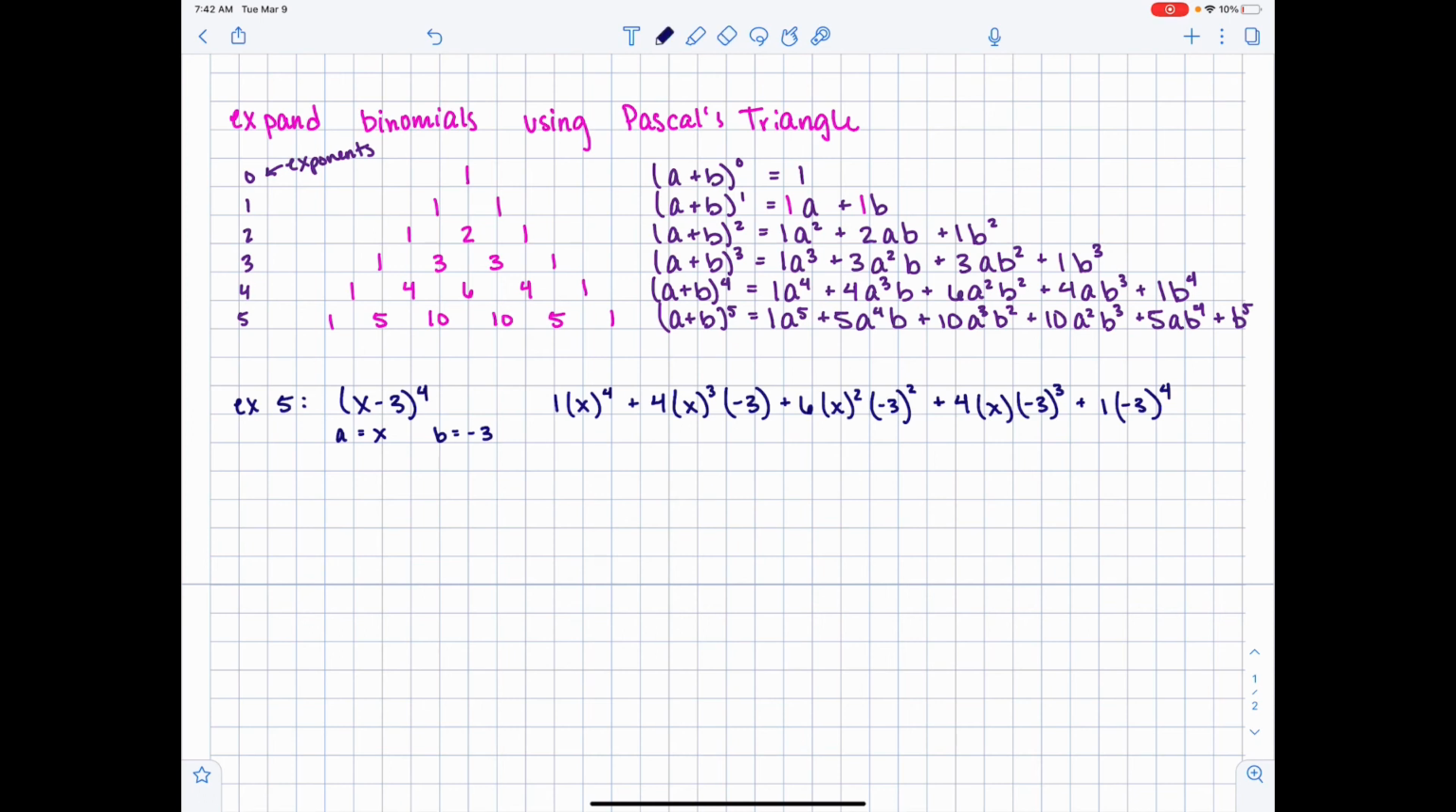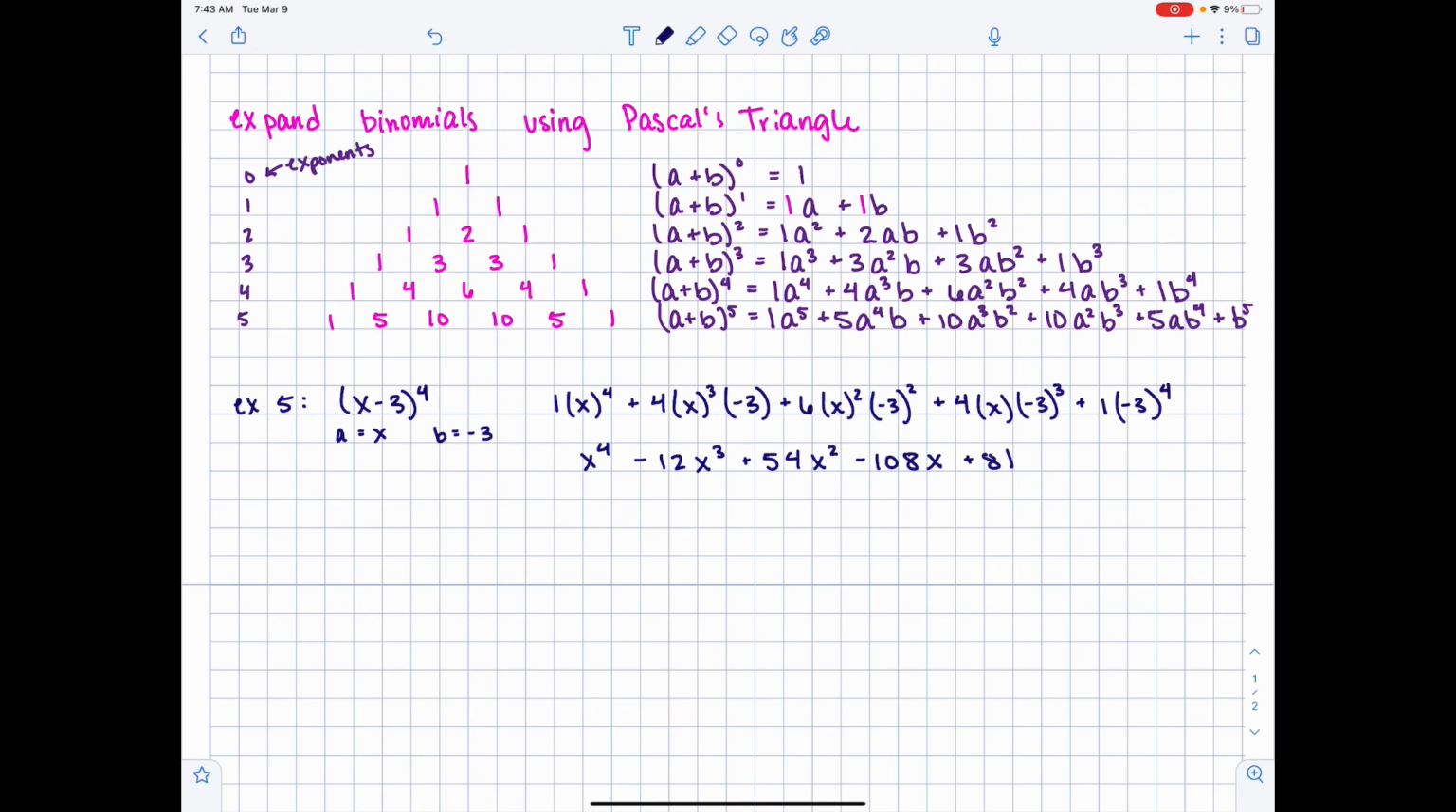All right, so obviously we don't leave it like this. We put everything together. So we have x to the 4th, all right, now we have 4x to the 3rd times negative 3, so negative 12x to the 3rd. We have a 6 times a negative 3 times a negative 3, that's going to be a positive 9 times 6, so plus 54x squared. Now we have negative 3 times negative 3 times negative 3, that's negative 27 times 4, it's negative 108x, and then this one is negative 3 to the power of 4, that's going to be a positive 81.